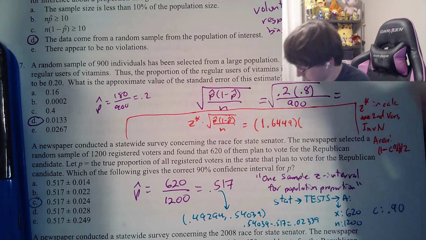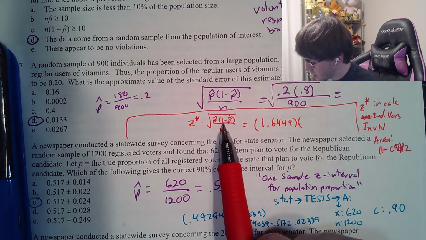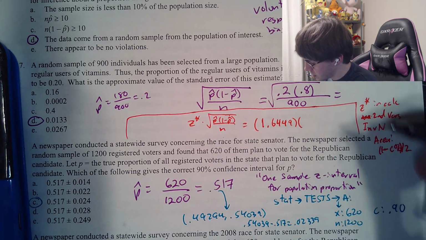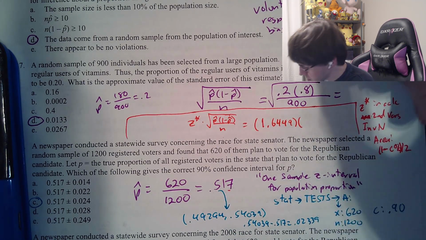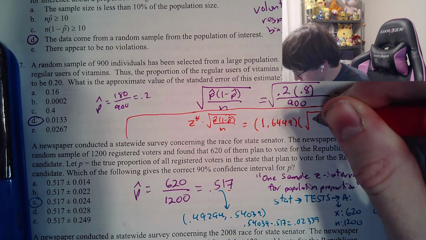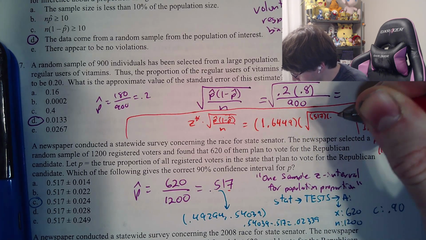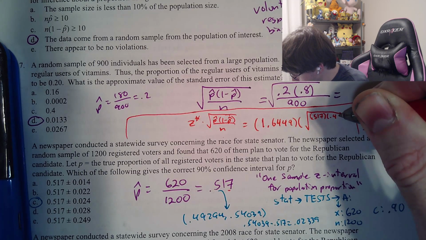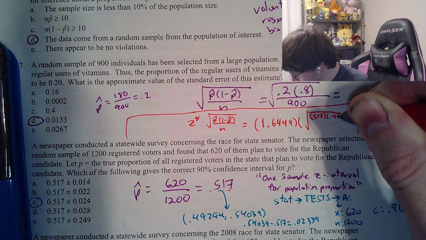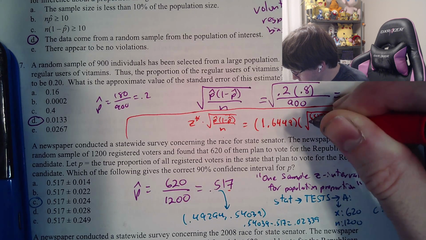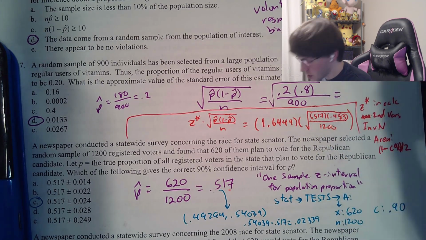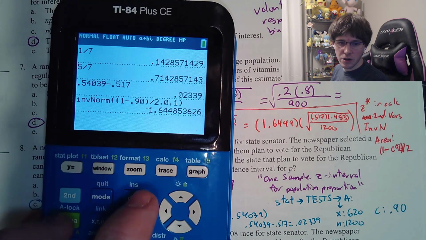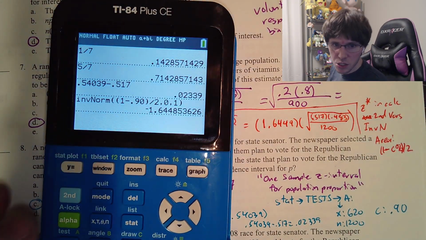And then we have to multiply this by our square root of p hat times 1 minus p hat over n. So we figured out it was 0.517 here. So it's going to be a big, huge square root, 0.517 multiplied by 0.483, I can't do math, divided by 1200. And if you throw all that into the calculator, you're still going to get this number down here. So let's check it out.